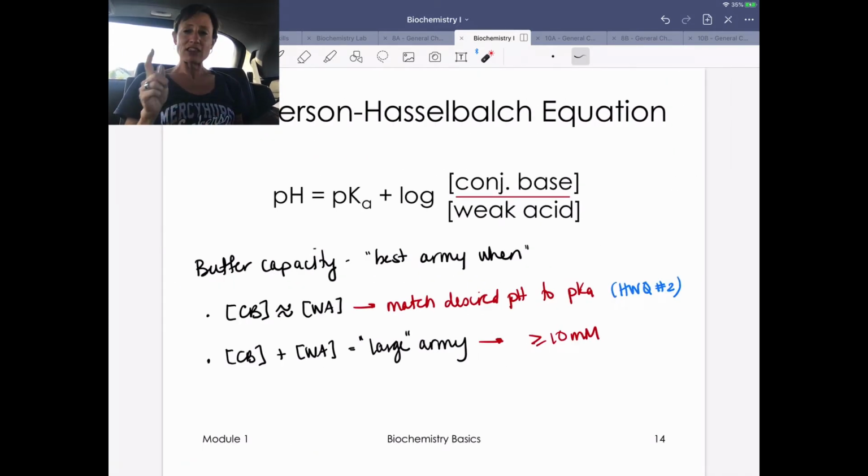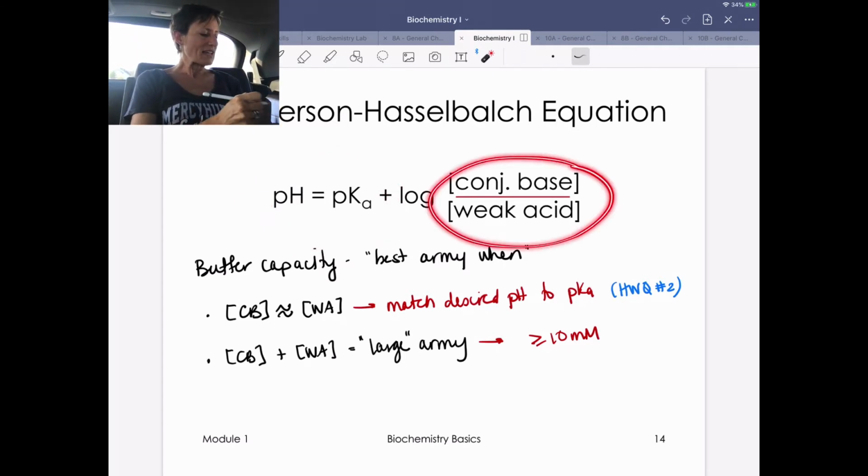But let's look at the math of understanding why. If I wanted to have a buffer that was pH 7.5 or 4.75 and I chose acetic acid, the pKa of acetic acid is 4.76. So again, there's very little difference between here.